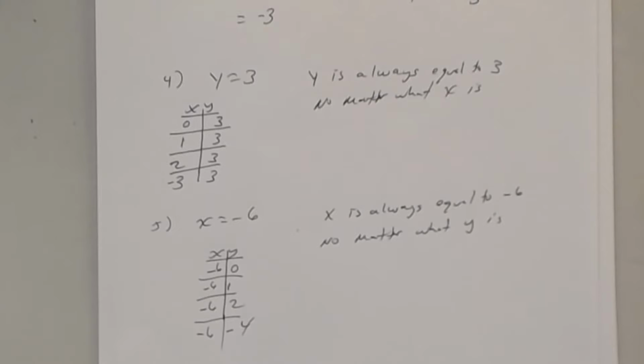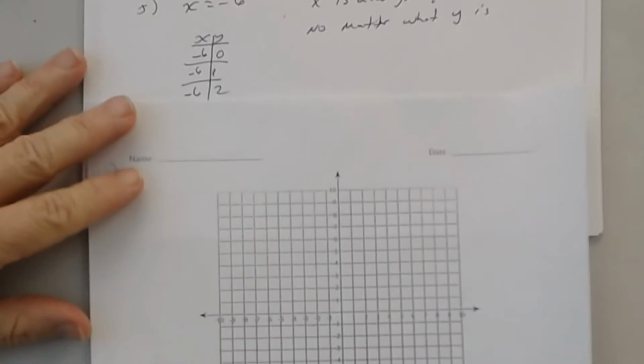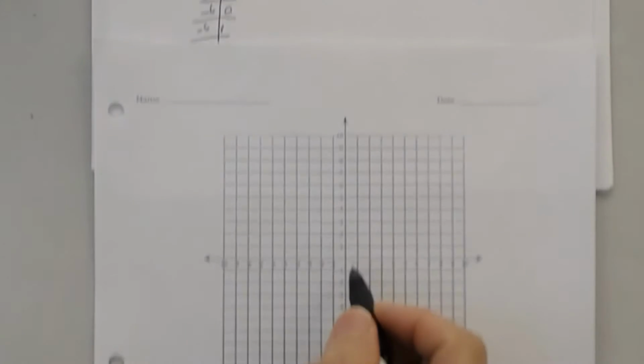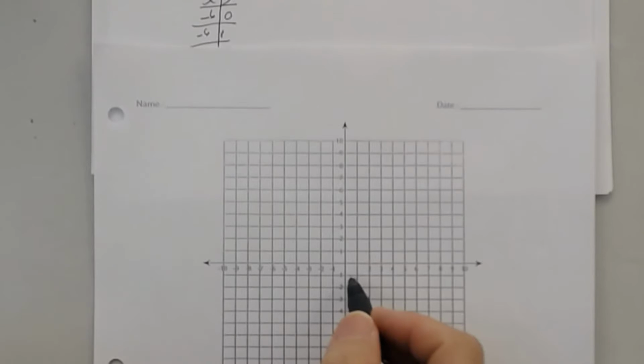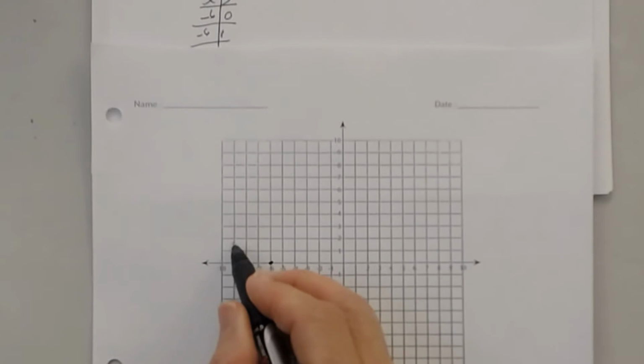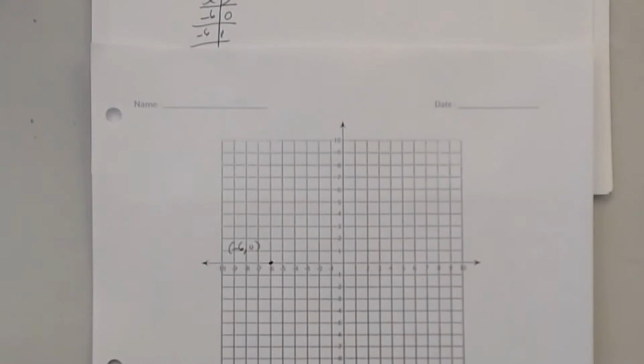And so if I plot those points, notice I get, all right, so it's -6, 0. When we start at the origin, x is -6, so I go to the left 6. Y is 0, so do I go up, down, or stay? Stay. I stay. So -6, 0 is on the x-axis.